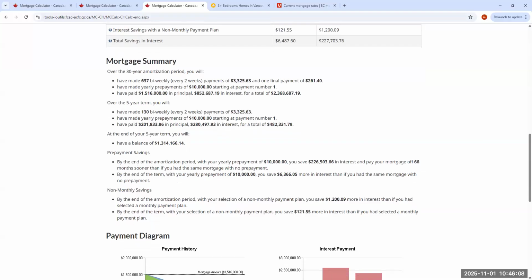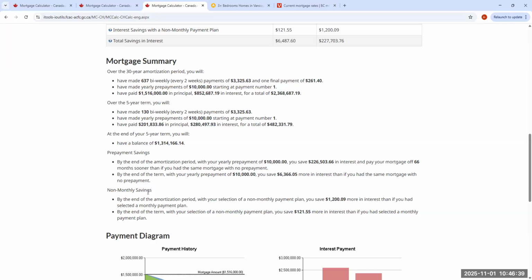The other thing, by the end of the amortization, with your early prepayments of 10,000, you have saved 226,000 in interest on your mortgage, or 66 payments sooner. So we're gonna have in this case 66 payments less. By the end of the term, with your early prepayments, within the 5 years, our saving is 6,000.